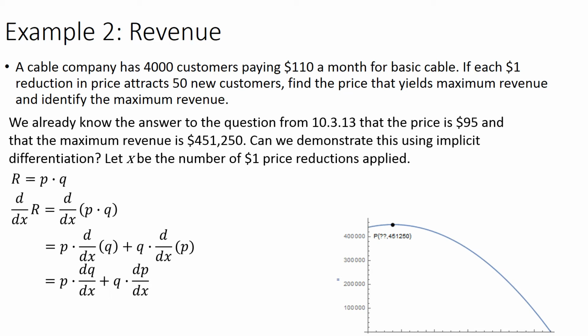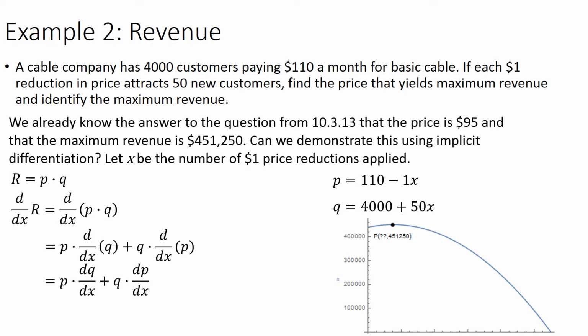So now I have to go back and I have to look at how the price and the quantity are changing with respect to x. Now remember, price was equal to 110 minus $1x. That's $110 minus $1 for each price reduction I place. Quantity is going to be 4,000 plus 50x. Each time I do a price reduction, I'm going to get another 50 new customers inside of there.